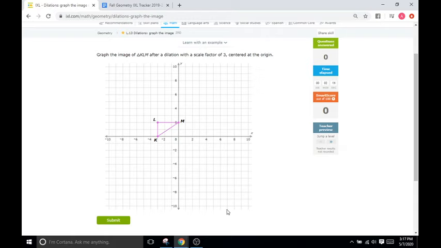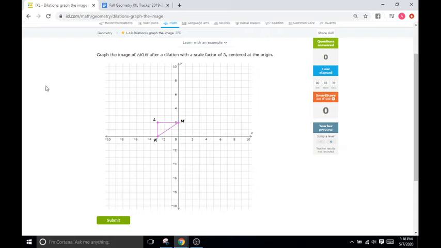The scale factor is just a number you multiply the original shape by to get your new shape. A scale factor higher than 1 makes your shape larger, whereas a scale factor that's a fraction or lower than 1 makes it smaller. Scale factor is also called a zoom factor. This question is asking you to dilate this triangle with a scale factor of 3 from the origin.